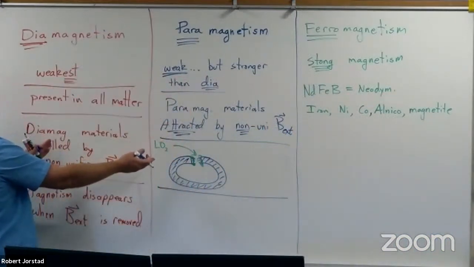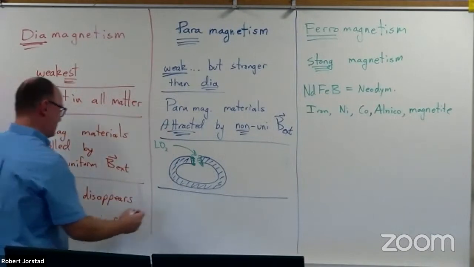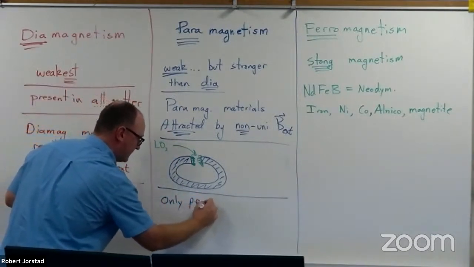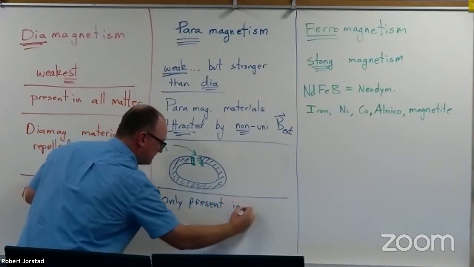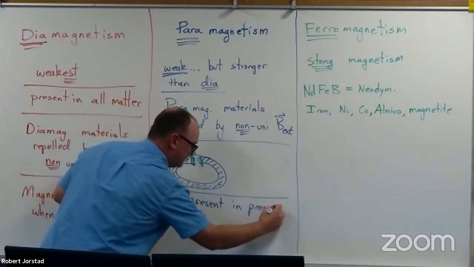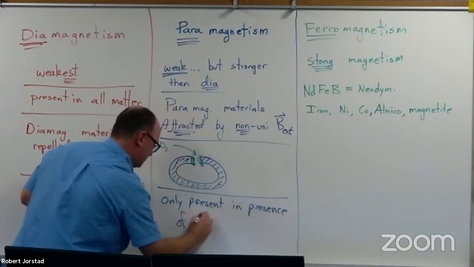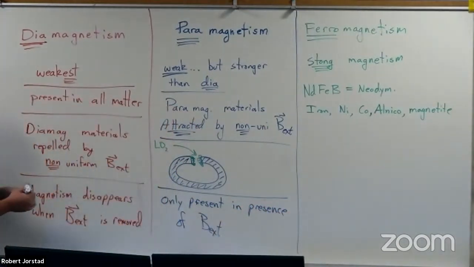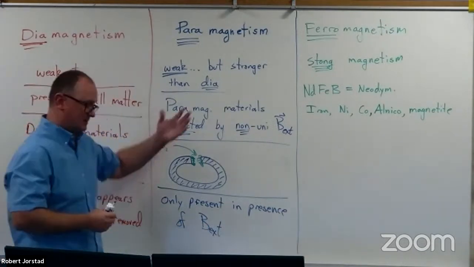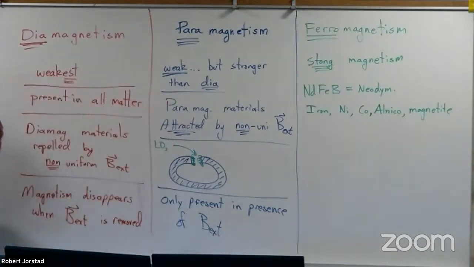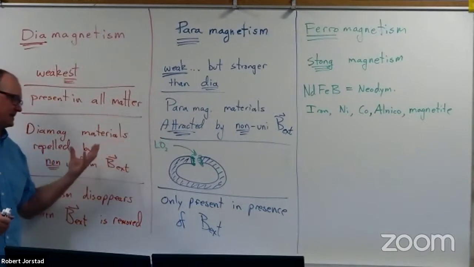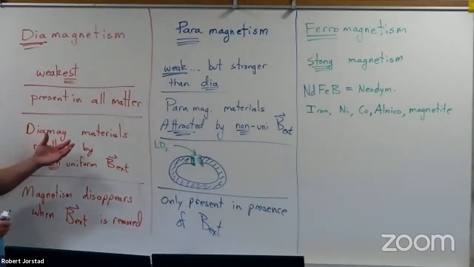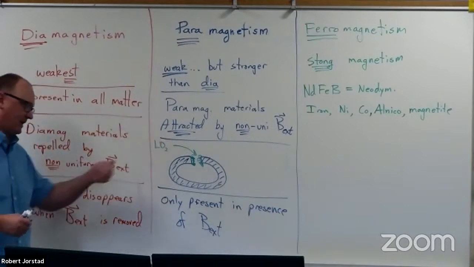These two types of magnetism, para and diamagnetism, both are only present in presence of B external. So to be clear, paramagnetic materials and diamagnetic materials, these two types of materials, will only exhibit their magnetism when you have an external field. So in order to show off diamagnetism or paramagnetism, you need to bring a magnet into the game.